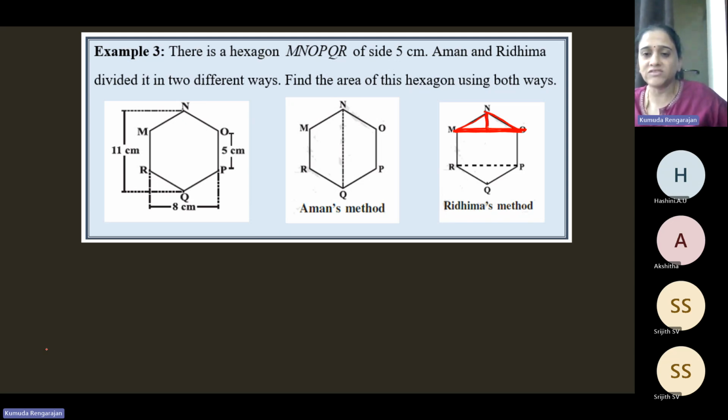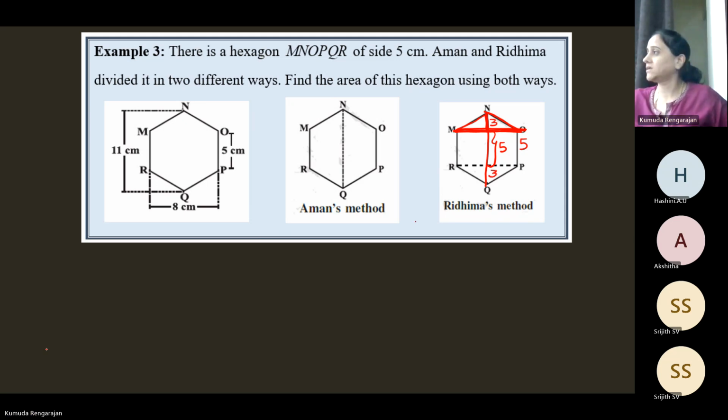Okay. So how much is this length, children? 11. How much is this? 5. Because this is 5. So what is 11 minus 5? 6. 6 by 2, 3.